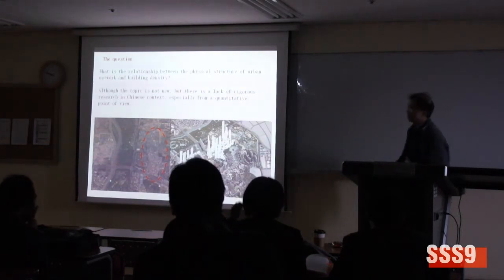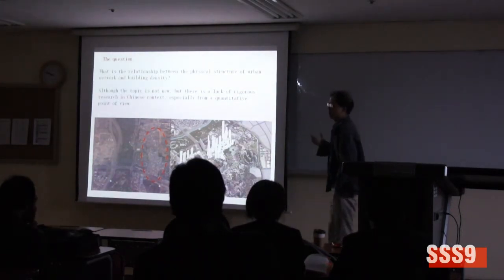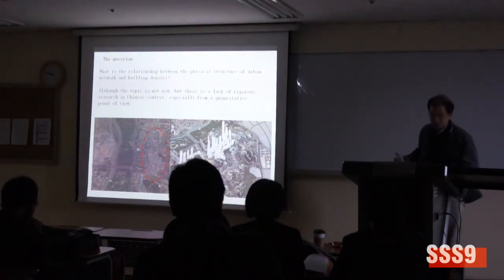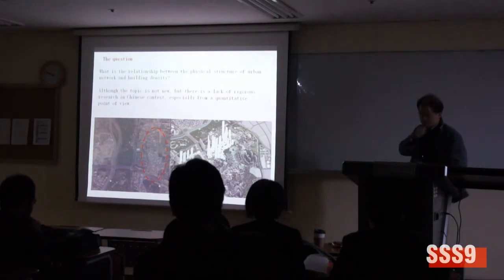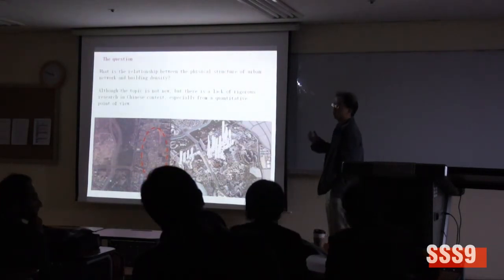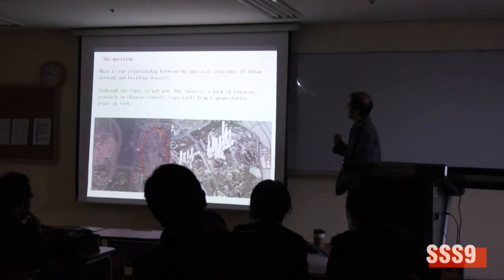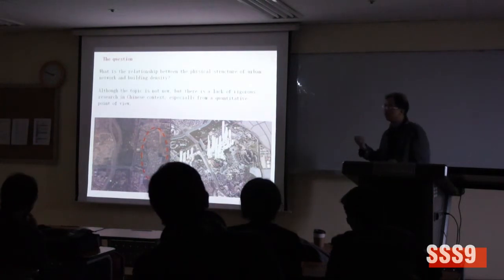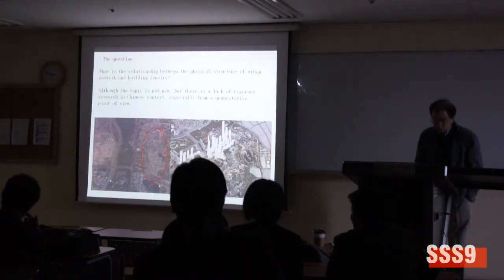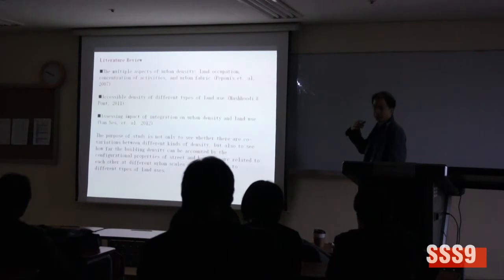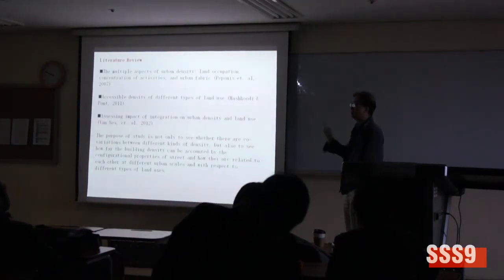So the question is, is there any relationship between the physical structure and the urban and building density, as well as other kinds of density of activities? The relationship between the physical structure, urban network, and the building density, of course, is not a new topic in urban study, but there's apparently a lack of rigorous research in the Chinese context, especially from a quantitative perspective. Here, we use Shenzhen as a case study to examine the relationship.